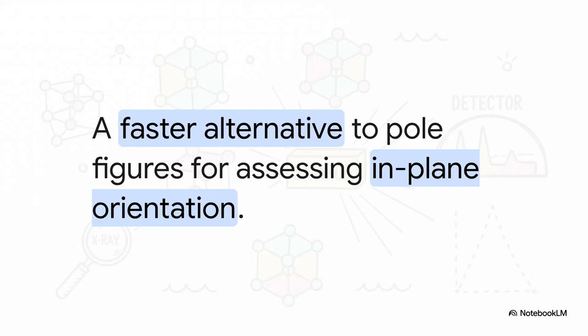And last but not least, we have the azimuth scan. Now I want you to think of this one as a clever shortcut. A full pole figure, that can take a lot of time. So if all you need is a quick answer about the horizontal alignment, what we call the in-plane orientation, this scan gets you that data fast. It's the perfect spot check when you don't need the whole shebang.